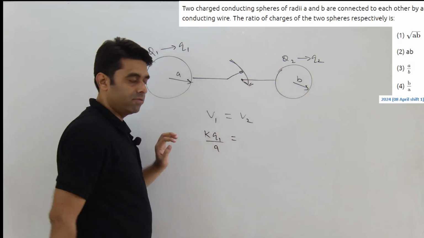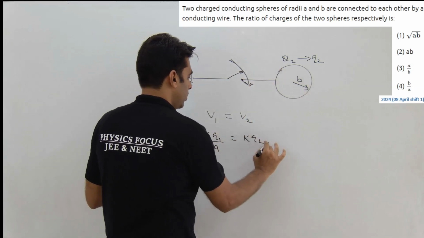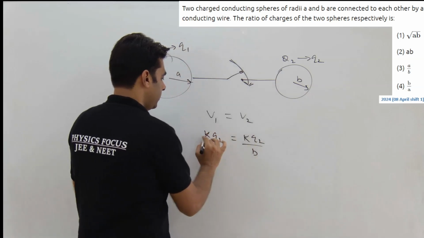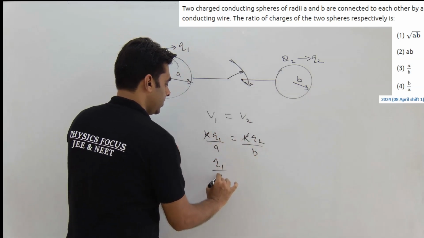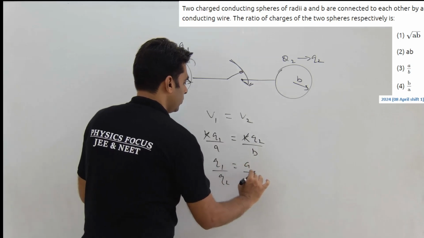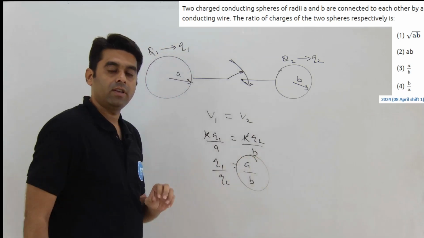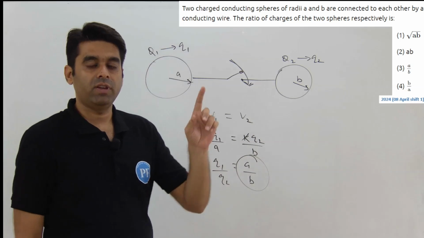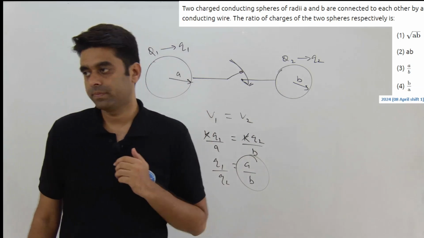The potential of the second sphere will be KQ2 by B. If we look at the final charge ratio, Q1 by Q2 will be equal to A by B. So our answer is, the ratio of the final charges on the spheres is A is to B. Let's move ahead.